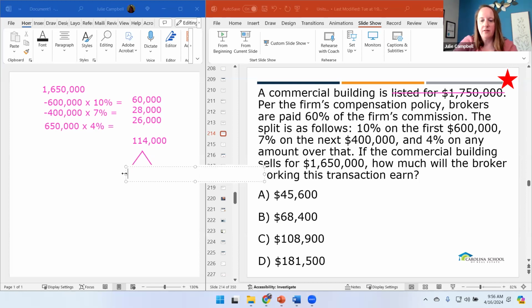The firm is going to get 40%. And I know that because they are paying their agents 60%. So we'll do that split. The agent gets paid 60% of the firm's commission, which is what the problem's asking us for.